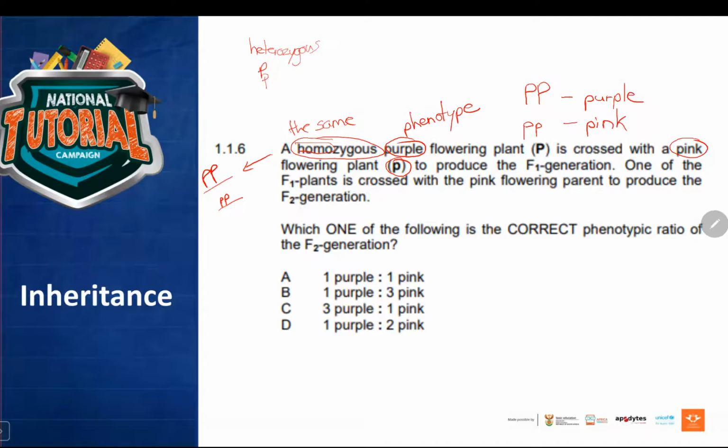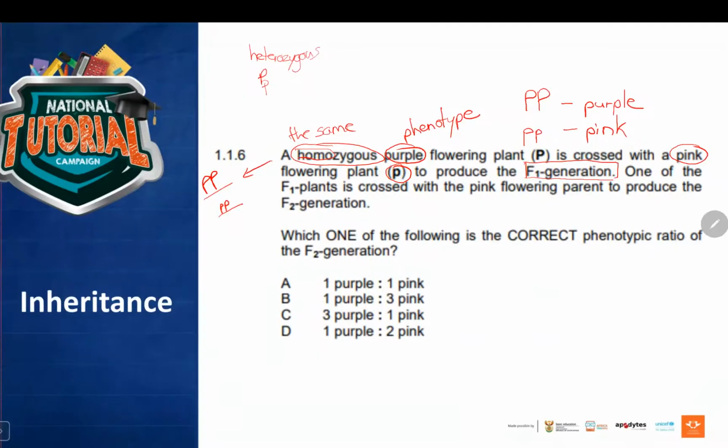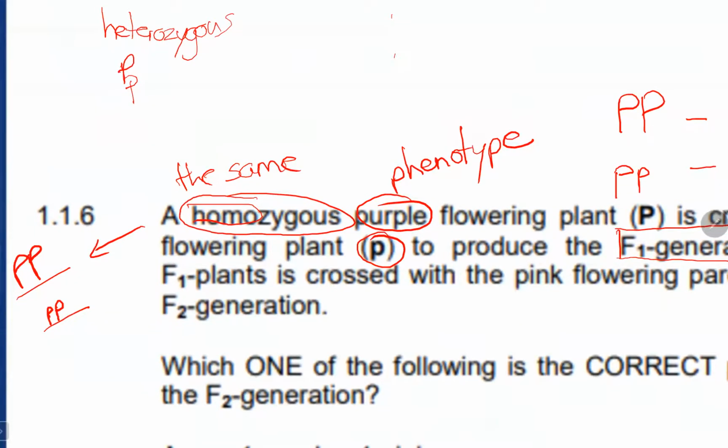And they said that it produces the F1 generation. So F1 generation means it's the first generation of offspring, the first children. So these two were crossed. Firstly, let's write it over here. They said one parent, which we now know is capital P, was crossed with two small letter p's to give us our first generation, and it would look something like this.